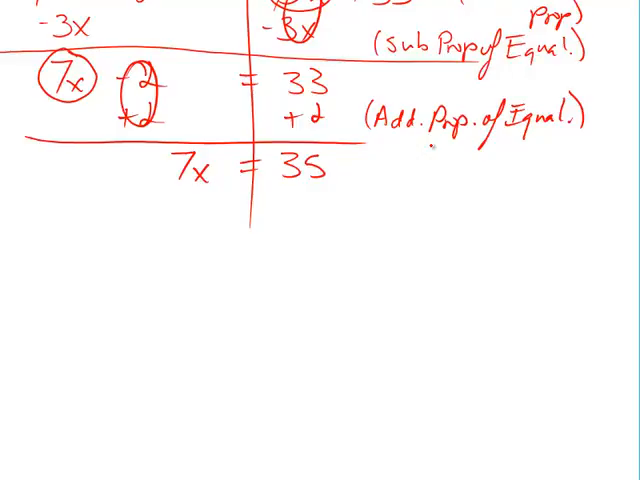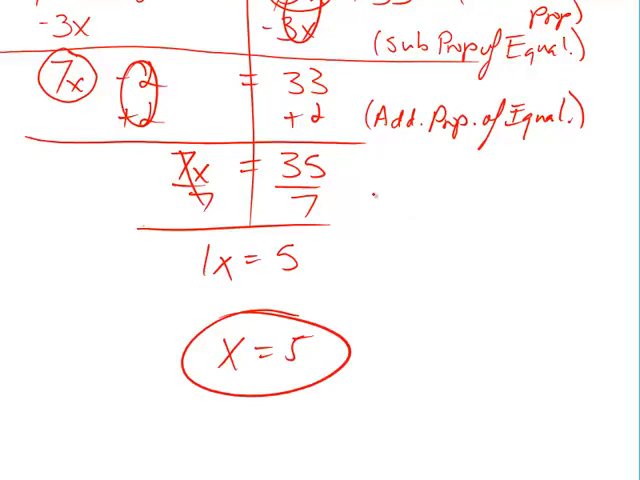Last step, we have 7 times x. The inverse operation of multiplying is dividing, so let's divide both sides by 7. So 7 over 7 becomes 1. So we'll have 1x equals 35 over 7 equals 5. So your answer will be x equals 5. And that last step was the division property of equality.